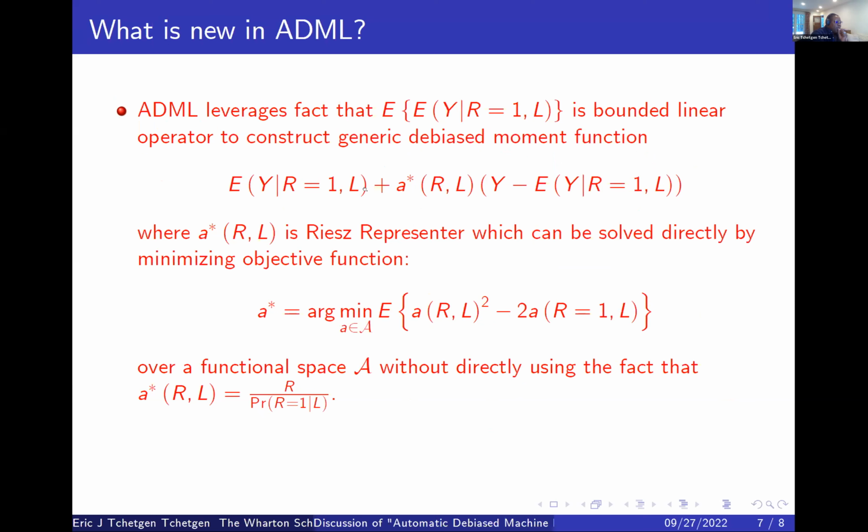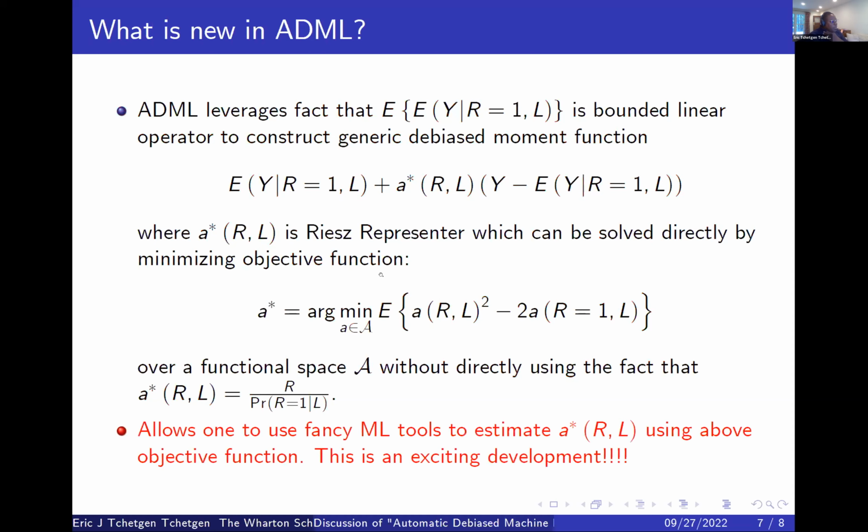Okay? And what's beautiful about this is you don't need to know what the form of A star is. They give a generic approach to estimate it directly. And so the A star will solve this minimization problem that you can then perform, and you can use it without directly using the fact that A star takes this form in order for it to be the efficient influence function. And so this is great. This is a really flexible, very highly accessible tool that everyone can implement with their favorite machine learning methods, and allows one to use, as Vasilis demonstrated, really fancy ML tools to estimate A star using the above objective function. I think this is an exciting and promising development.